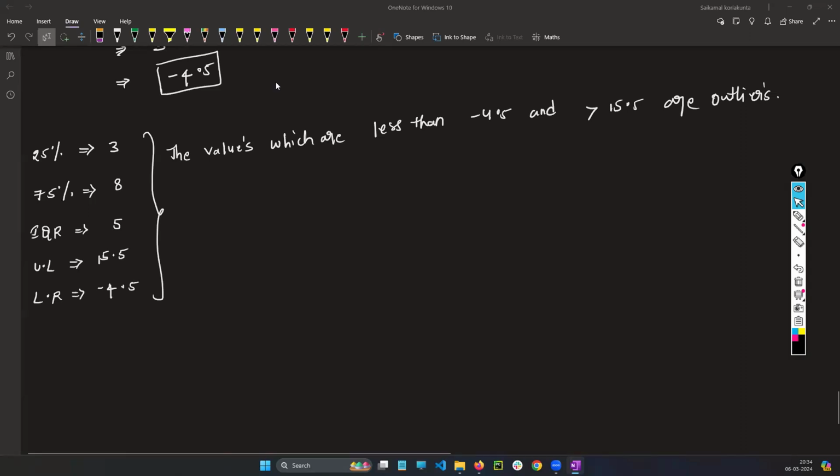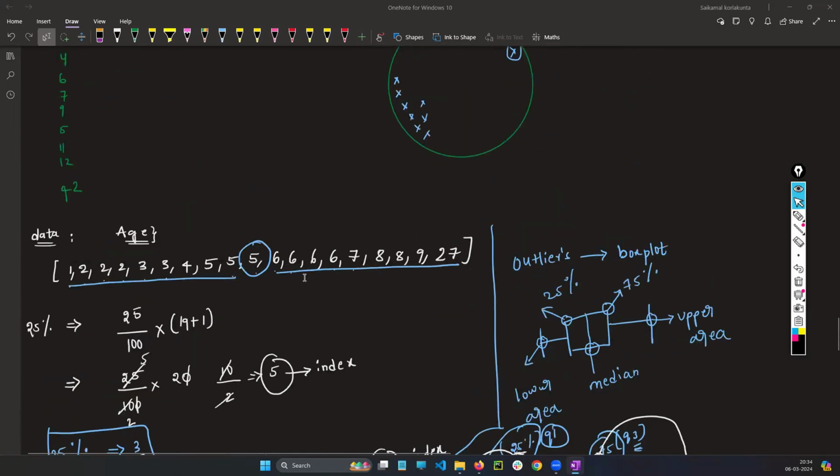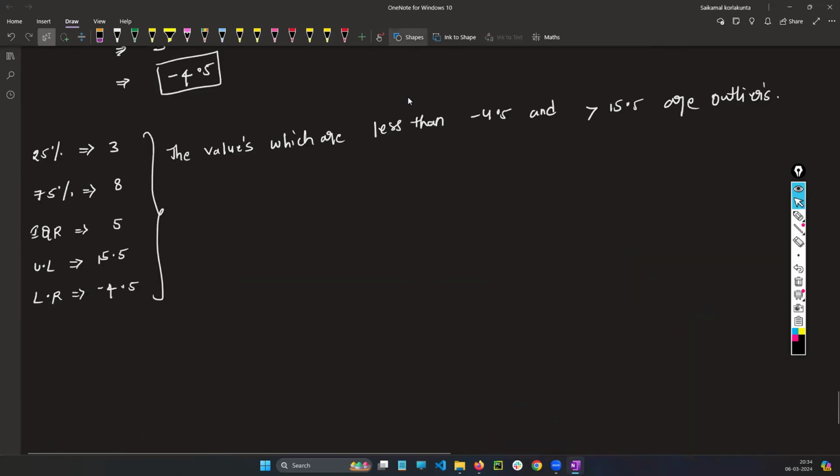Sorry, guys. So the values which are less than minus 4.5 and greater than 15.5 are outliers. Simple. Okay. So now in this data, do you have any values which are less than minus 4.5? No. But greater than 15.5, you have 27. Yes or no? So now I will take a line here.